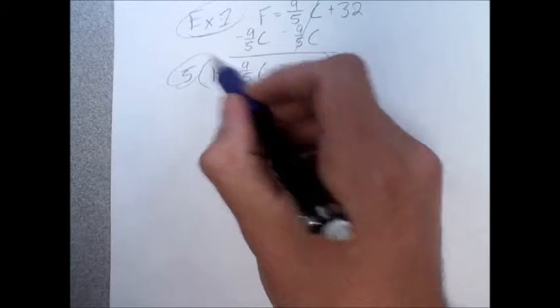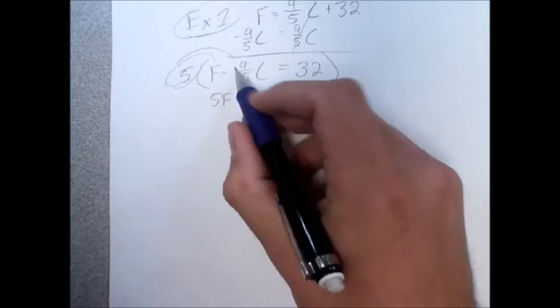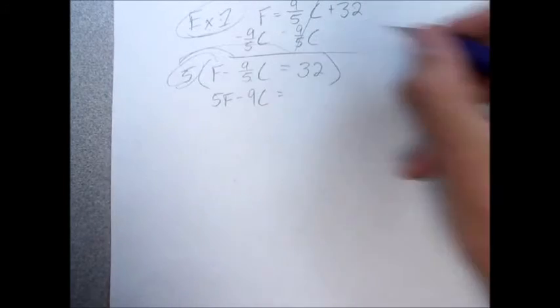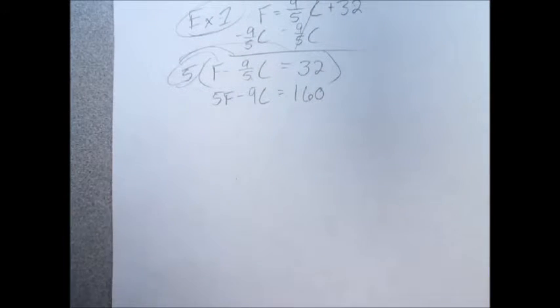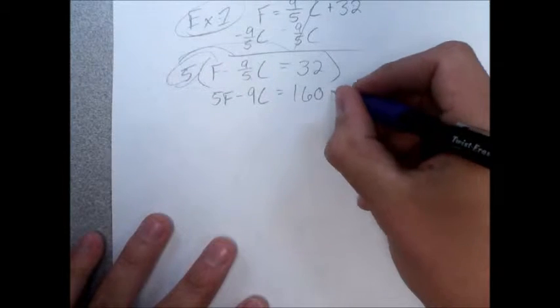Just distribute it out. So I have 5f minus 5 times 9/5, which gives me 9c, and then 5 times 32 should give me 160. And that's it. That's standard form right there. So this is standard form.